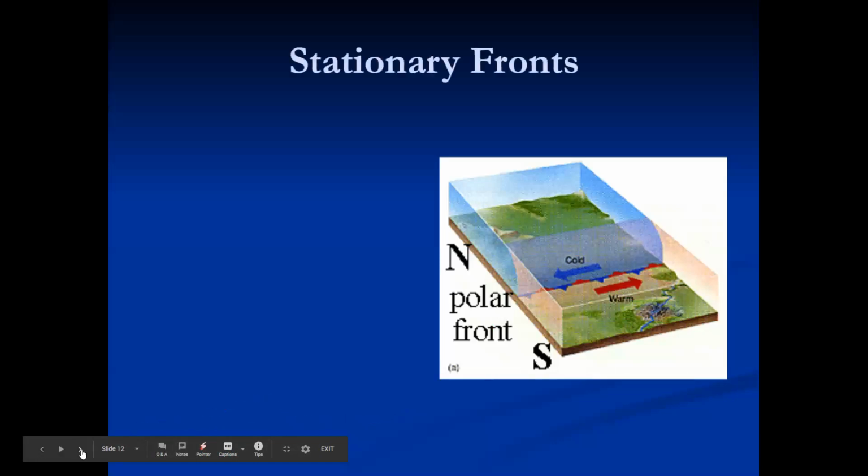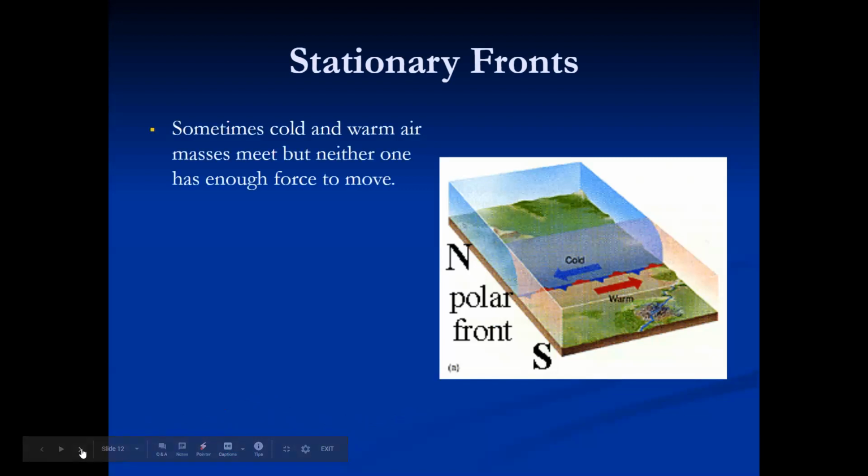All right, the next type we have is stationary fronts, and you might be able to guess by its name that sometimes air masses meet, but they don't have enough force to push past one another. Maybe they're just going like cars do, parallel to one another, or anti-parallel because it's opposite directions. But they're not running into each other, so they're not really pushing past. This creates what we call a stationary front.